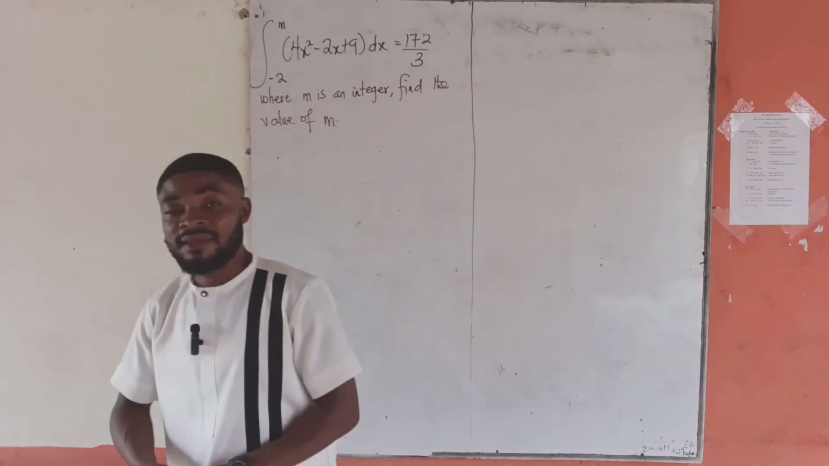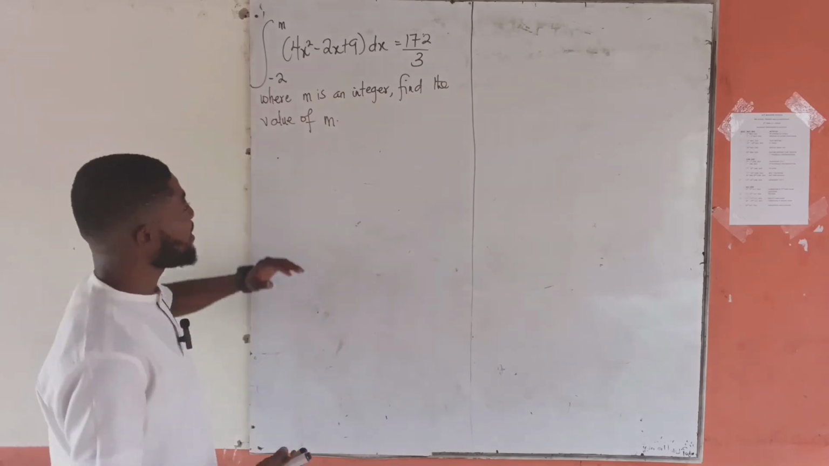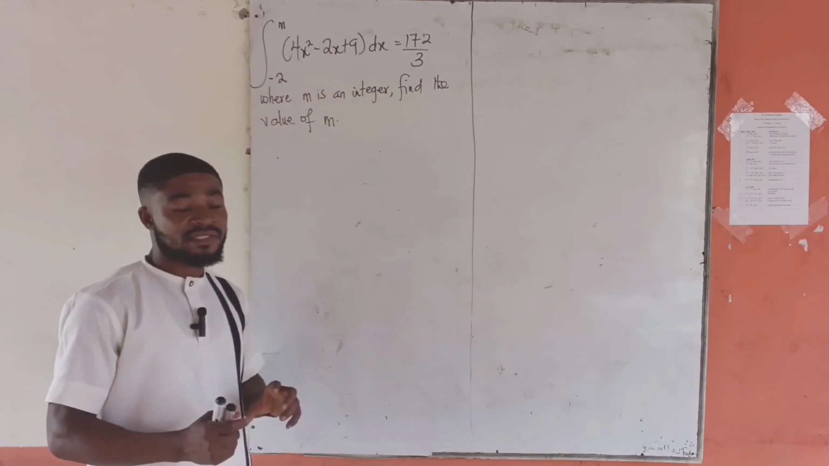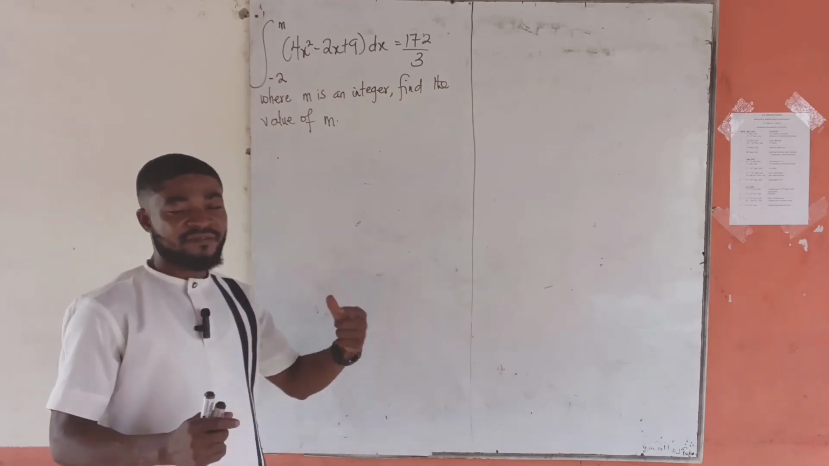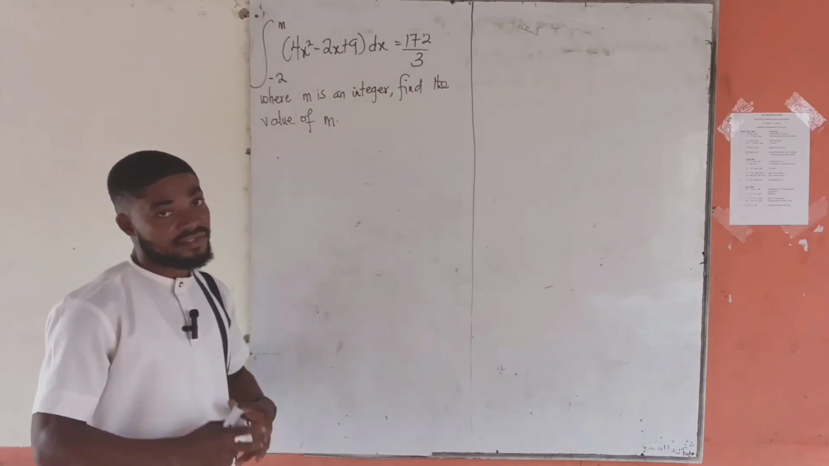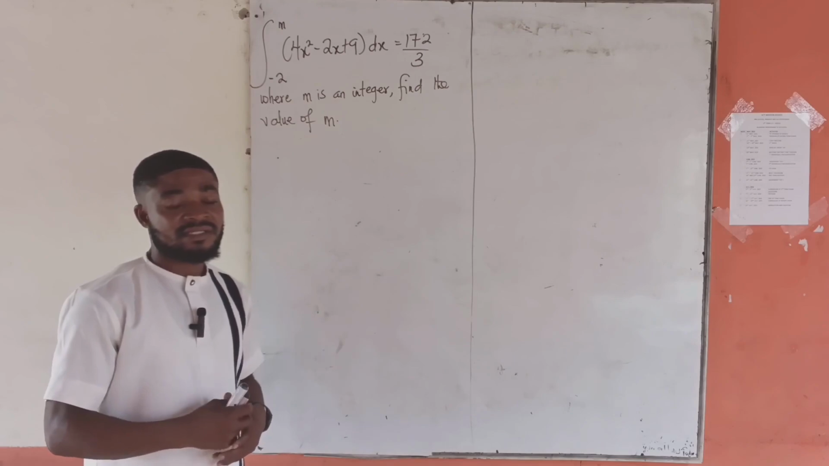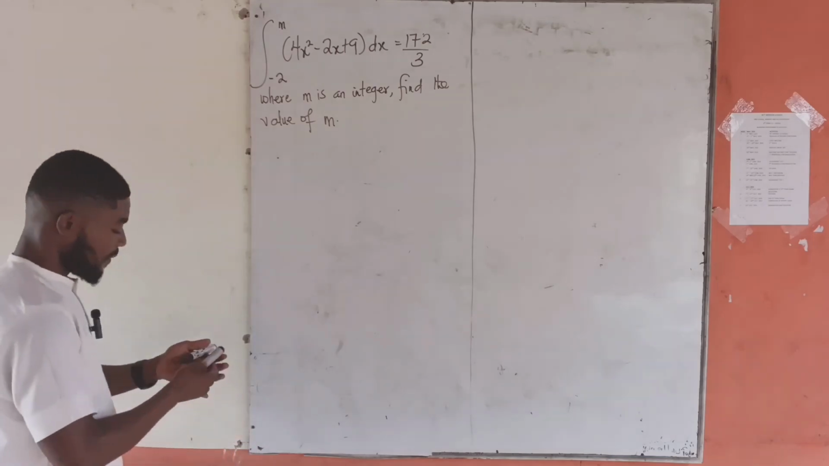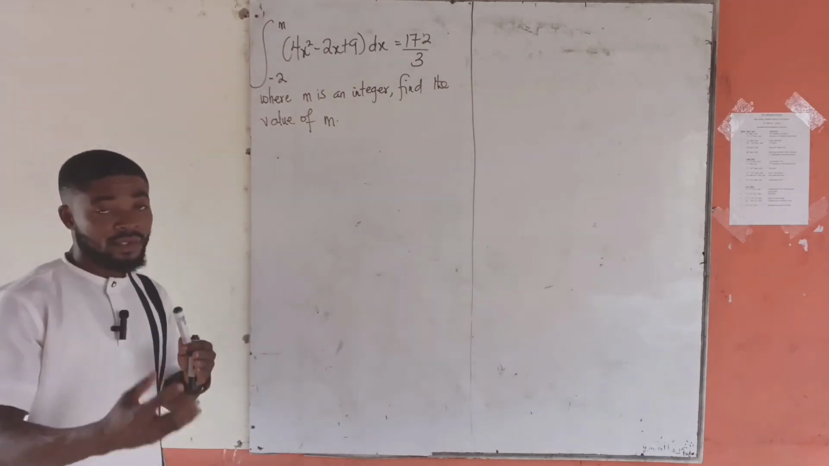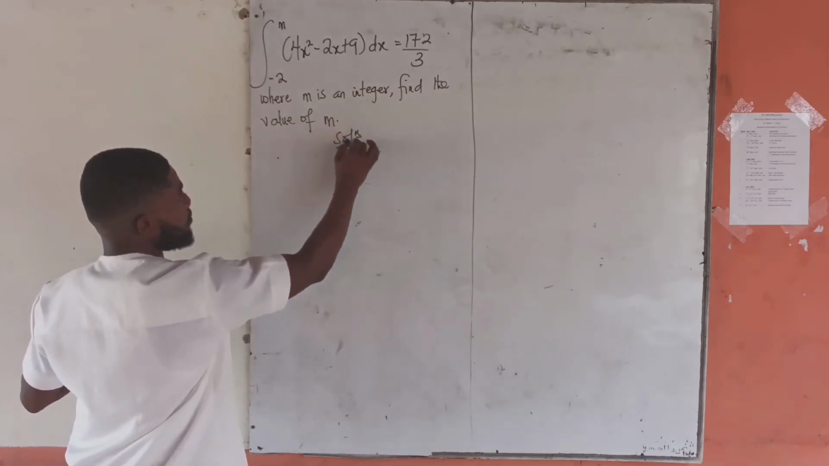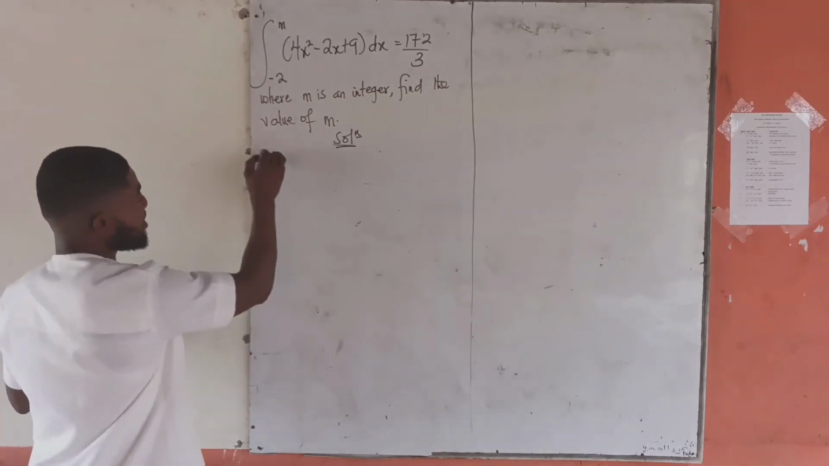So we have our limits of integration over here. The lower limit is -2 and the upper limit is positive m. We've been asked to find the value of m, and then we put that back into the question to see if it actually satisfies the whole expression. So with integration, we only need to write out everything.